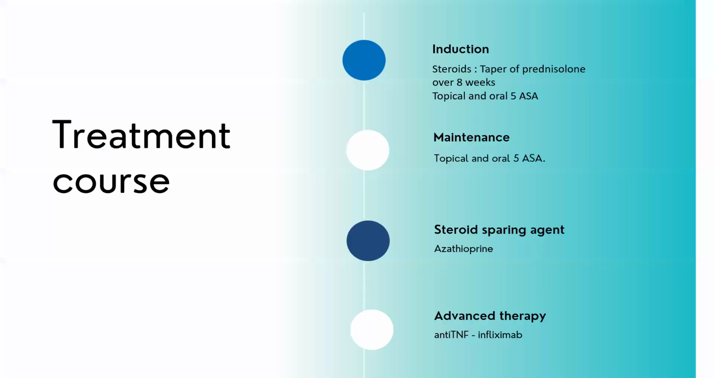So what did we do in terms of treatment? We started induction with steroids. The aim was to taper over about 8 weeks. And we also gave topical, both vaginal as well as rectal mesalazine. We also put the patient on oral mesalazine. And after about 8 to 12 weeks, we maintained on topical and oral 5-ASA agents. But because she didn't improve much with the initial steroid therapy, we then started a steroid sparing agent, which was azathioprine. Subsequently, she still presented with recurrent bleeding, mostly from the vagina.